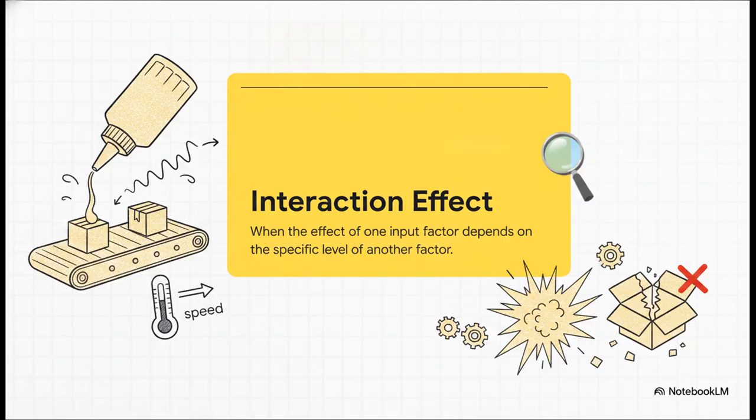But here is where the magic really happens, the interaction effect. I want to stress this concept heavily, because this is exactly where OFAT completely falls apart. An interaction effect occurs when the impact of one factor on your output depends heavily on the specific setting of another factor. Think of it like a tactical strike. Imagine a specific packaging glue. Now that glue might only hold at a high conveyor speed if the temperature is also set to high. If you're testing speed and temperature completely separately, you will never, ever find that perfect combination. But DoE finds it every single time.